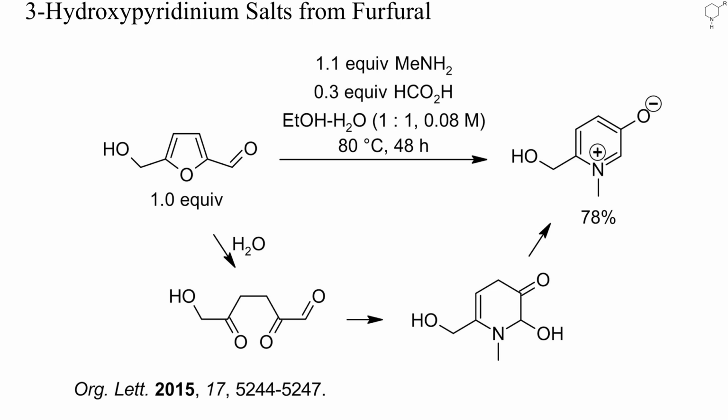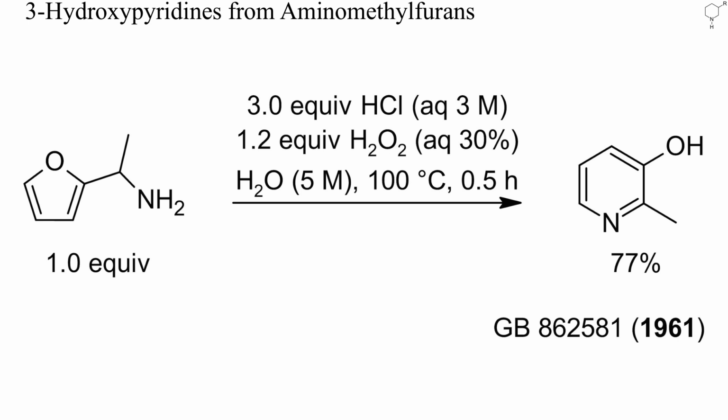In this example, hydroxymethylpyrrolidines was refluxed with methylamine and catalytic formic acid in aqueous ethanol, which gave a good yield of the quaternized hydroxypyridine. No oxidants or reducing agents were required. If a reduced form of furfural is used, oxidants will be required for the formation of hydroxypyridines. Aminomethylfuranes, for instance, can be converted into 3-hydroxypyridines by treatment with hydrogen peroxide and aqueous acids.